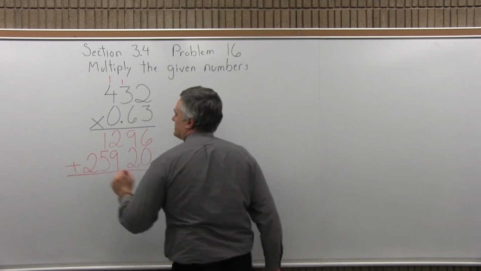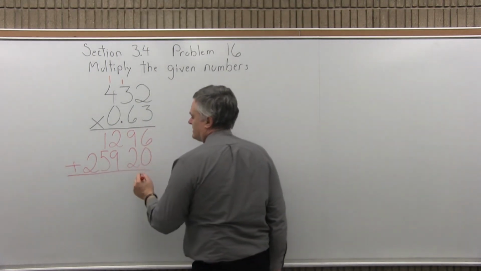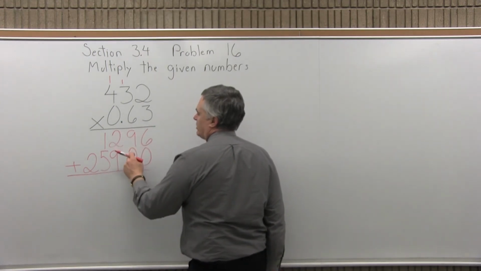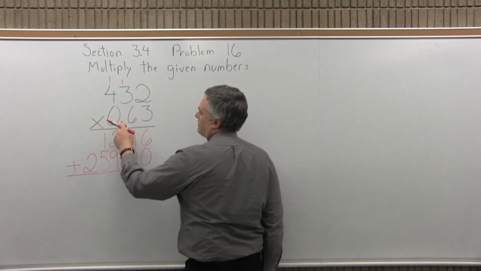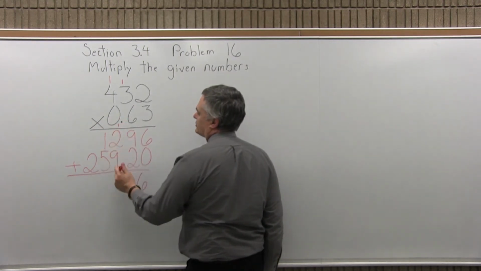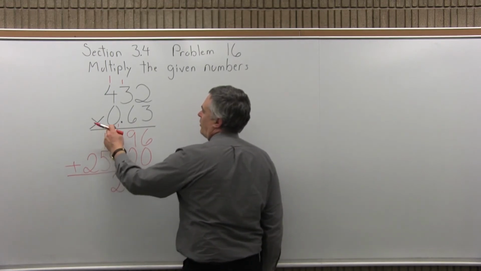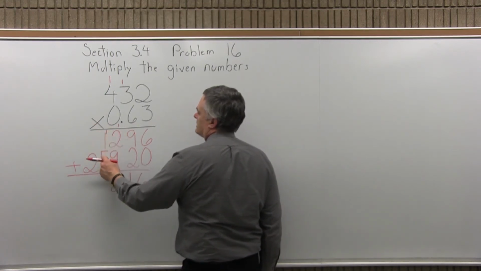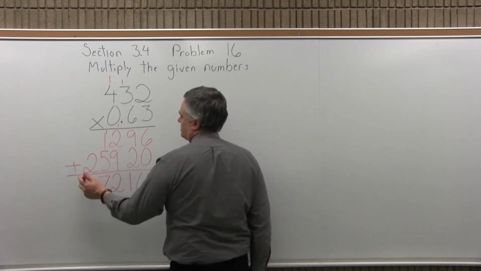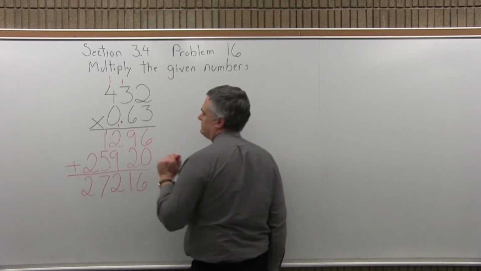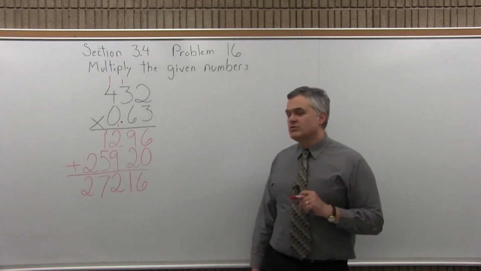And I can add those results together. So 6 plus 0 is 6. 9 plus 2 is 11. Write the 1, carry the 1. And I have 1 plus 2 is 3. 3 plus 9 is 12. For 12, write the 2, carry the 1. 1 plus 1 is 2. 2 plus 5 more is 7. And then nothing plus 2 is just 2. So without the decimal, I'd have an answer of 27,216.